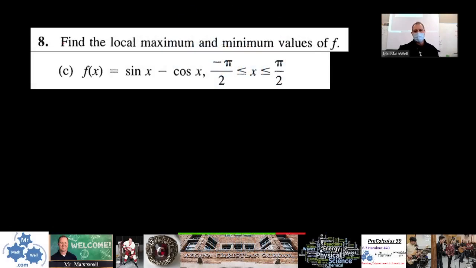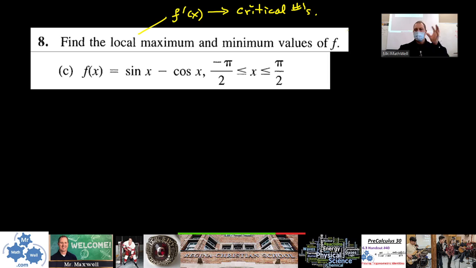Okay, so here's 8C from your cumulative review, and this is asking about local max and min values. And of course, for local max and min values, what we need to do is look for the first derivative, right? And we need to find the critical numbers, okay? The critical numbers. And if we do a sign analysis or if we do a second derivative test, we'll be able to tell where the local max and min are.